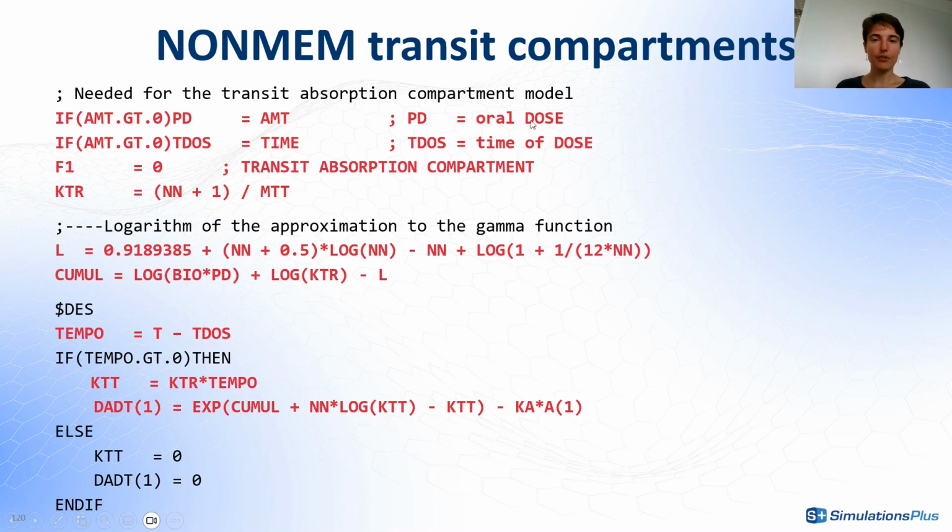Then comes the part about the transit compartments, and this is also pretty cumbersome in NONMEM. All this code is needed to define the transit compartments. So actually I have an analytical solution here, but that requires some intermediate variables, and in particular you need to write the approximation of the gamma function, the time since the last dose, etc.